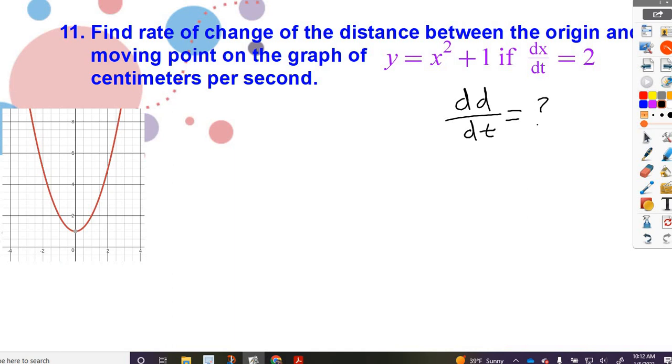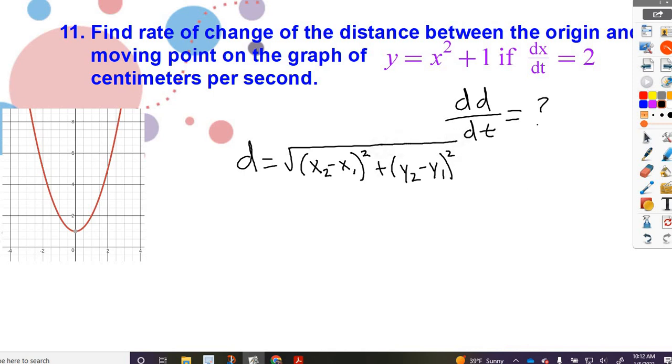So what are we going to be using? The distance. So what is our distance formula? It doesn't matter if you have it x1 minus x2 or x2 minus x1. You get the same thing.